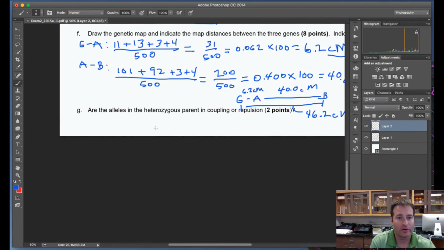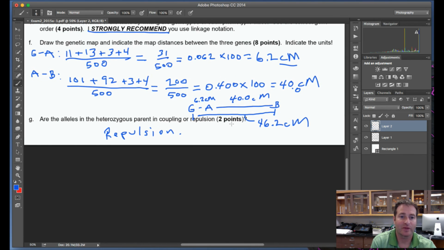So, we go down here. Repulsion. And then you would add something like, I must construct additional pylons because StarCraft. Alright, so I'll zoom out just a little bit.